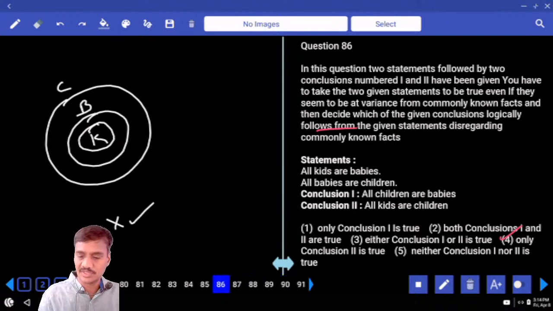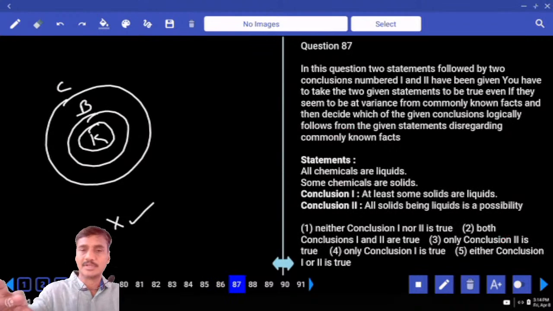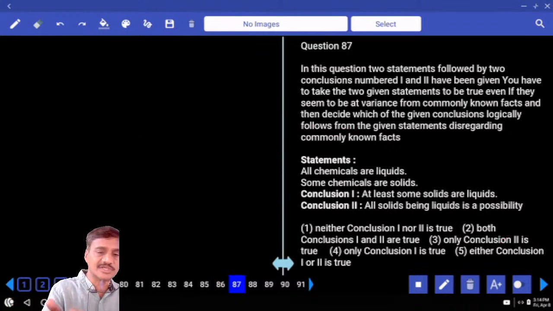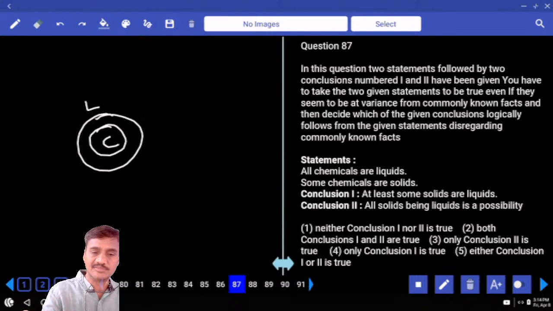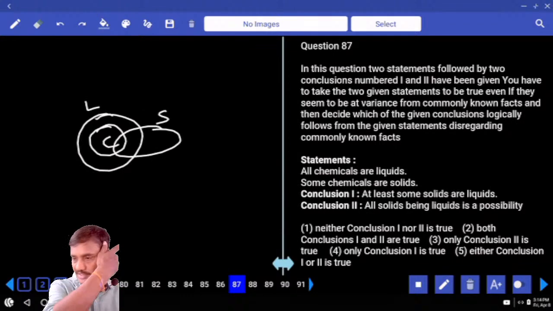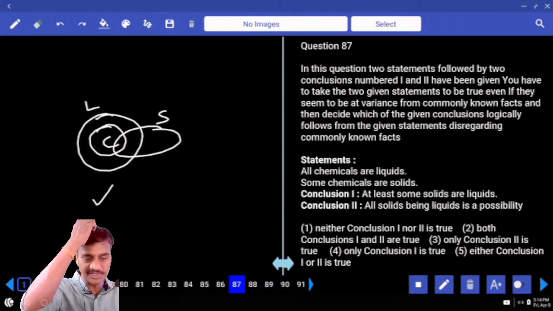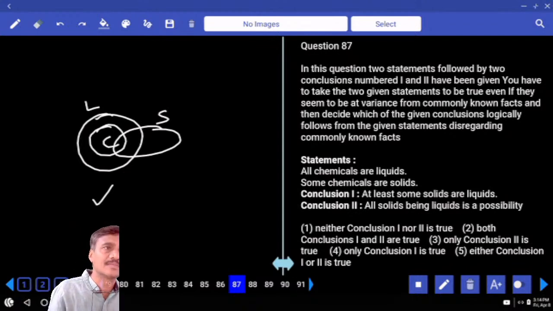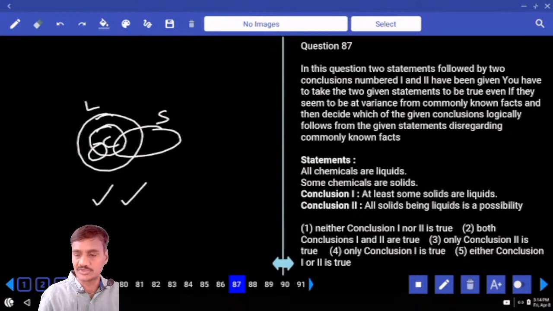86, choice 4. Then 87. Now in this 87, all these chemicals are liquid. Now these are the chemicals that are liquid, and some of the chemicals are solid, chemical and a solid. And some solids are liquid or not? Definitely true. And all solids are liquids is a possibility. Can solids and liquids overlap or not? Can we draw it like this inside? Yes. And so both the conclusions are true, both 1 and 2. Choice 2, question number 87. 87, choice 2. Then 88.